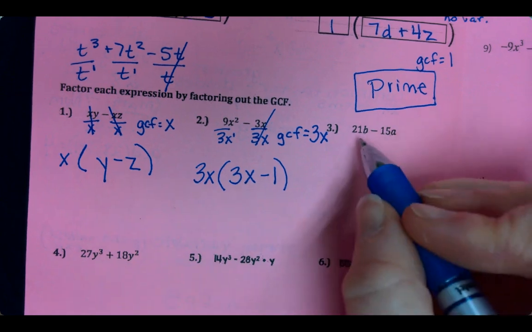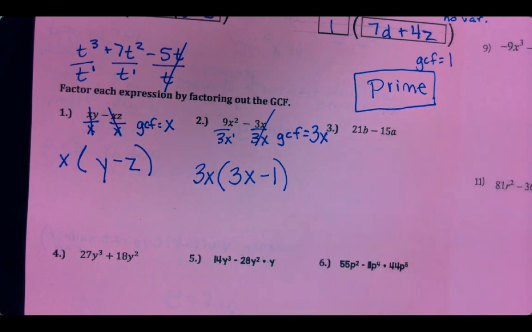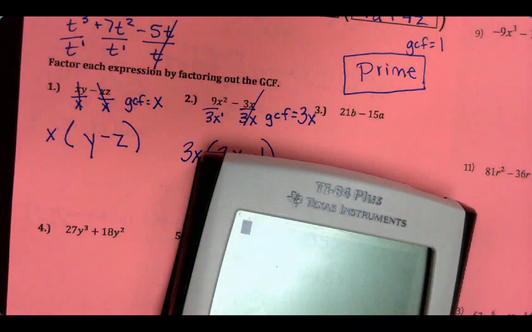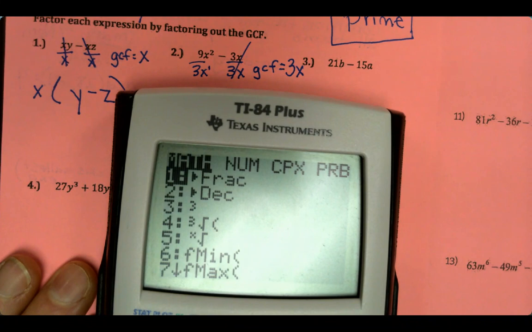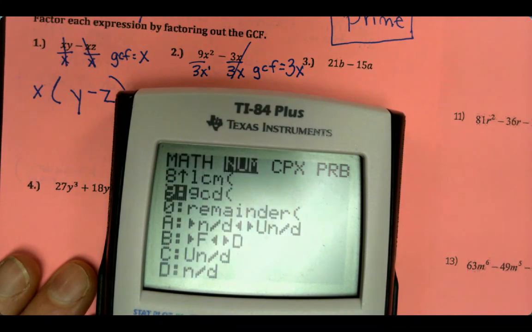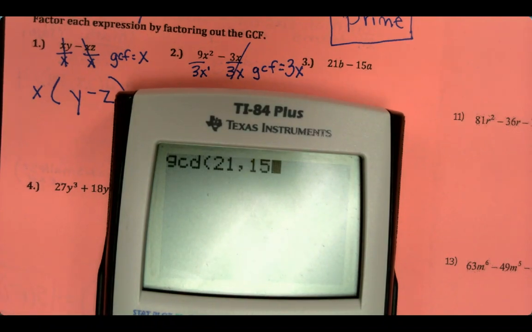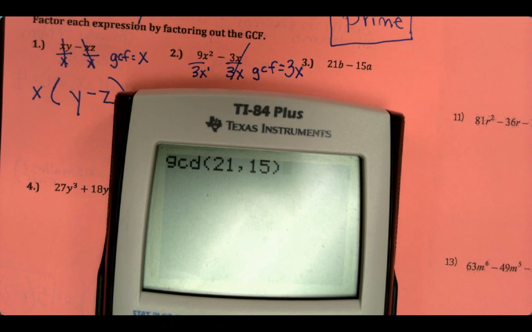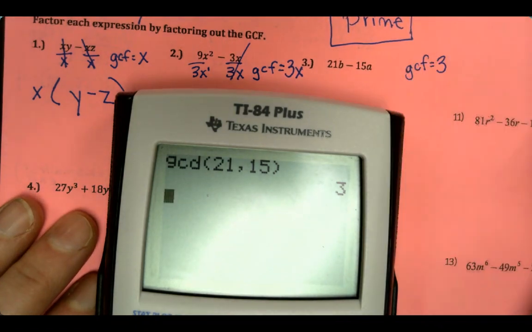Okay, let's go ahead and look at this. 21b minus 15a. So we would need to find the GCF of 21 and 15. I showed you how to use a calculator, so I'm going to show you again. We can do GCD in our calculator. You do math, over to number, go to number 9, which is GCD, of 21, comma, 15. Comma is above the 7. Yeah, 3. So the GCF is 3.